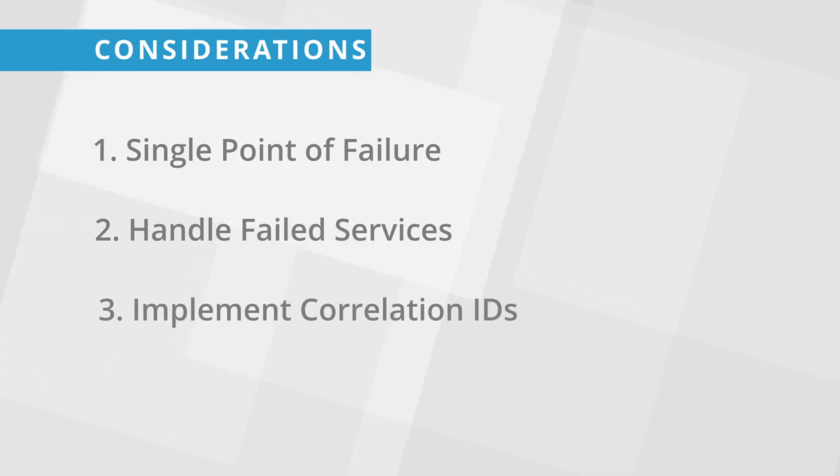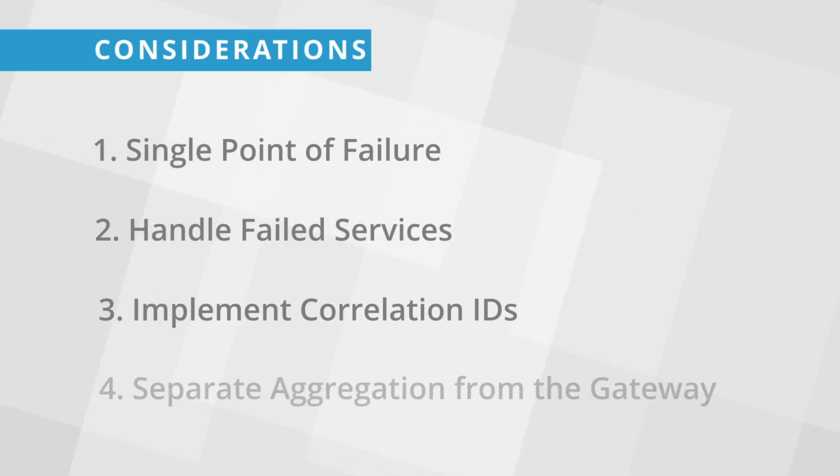Third, implement correlation IDs. Implement distributed tracing using correlation IDs to track individual calls. This also helps simplify aggregation logic, as data returned using the same correlation ID can be clubbed together. Another consideration is to separate aggregation from the gateway. Instead of building aggregation into the gateway, consider placing an aggregation service behind the gateway.